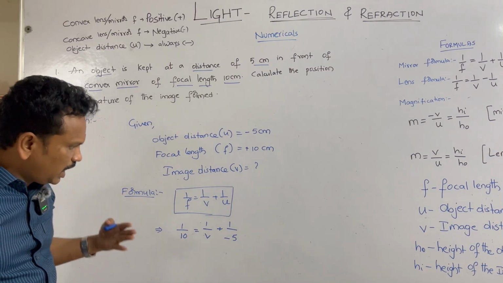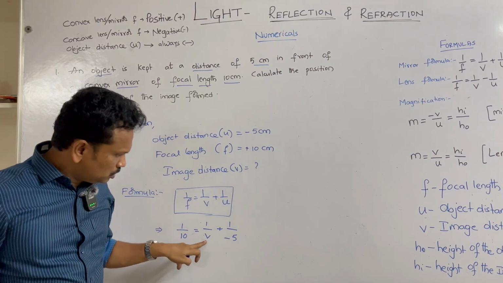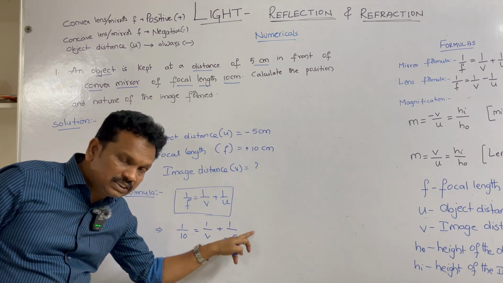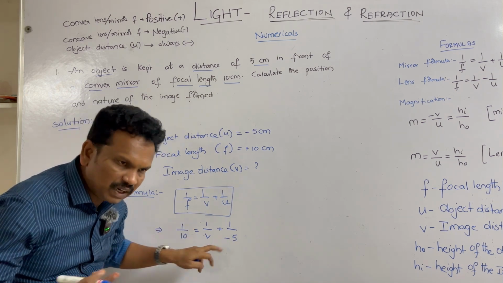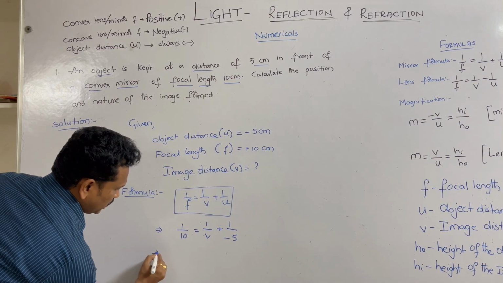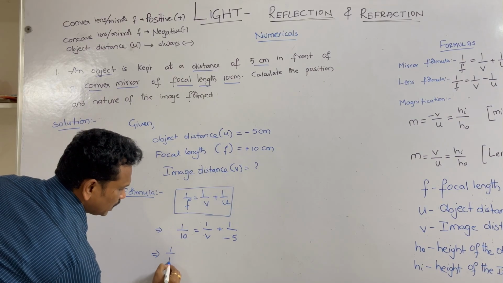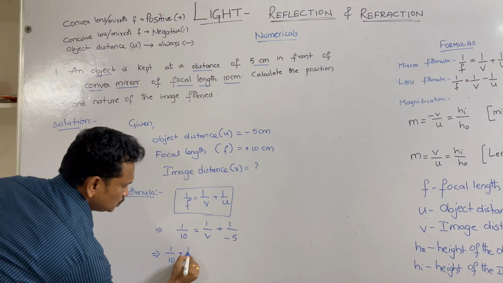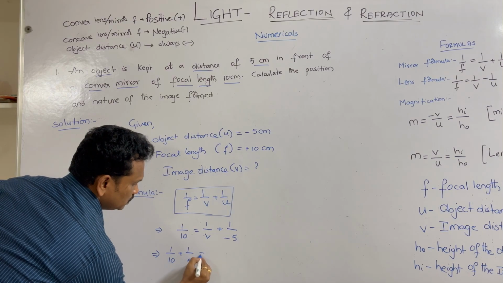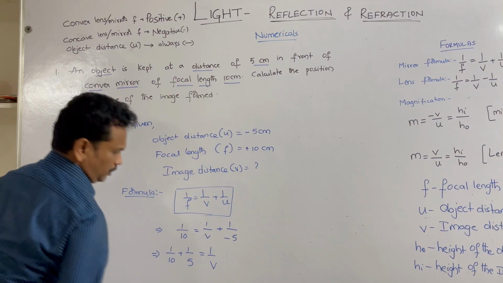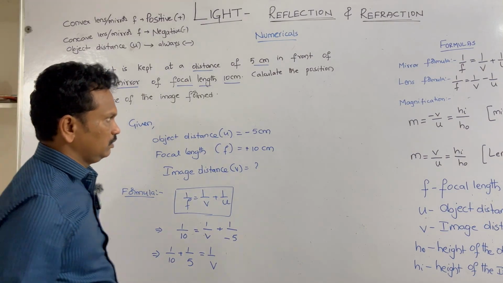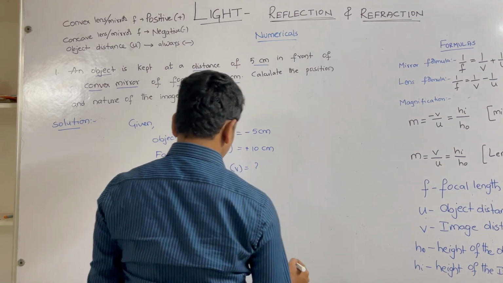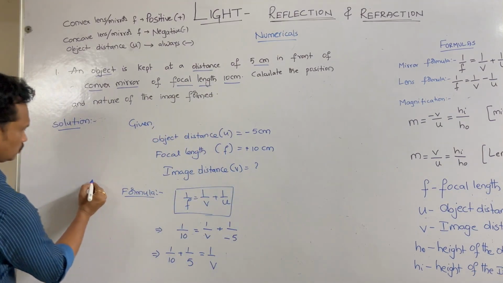Our aim is to find the v value. So whenever this 1 by minus 5 comes to this side, convert it into plus. Notice that implies 1 by 10 plus 1 by 5 is equal to 1 by v. Now, take the LCM for 10 and 5.